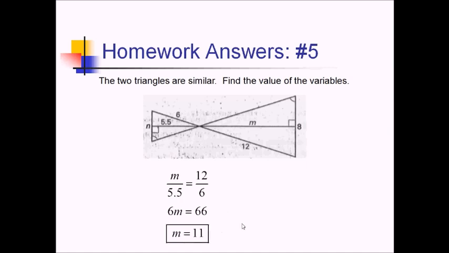All right, we'll do the same thing to figure out the value of n. We can say that 8 over n is the same ratio as 12 over 6. Cross-multiplying, we've got 12n and 48. So dividing by 12, n equals 4.